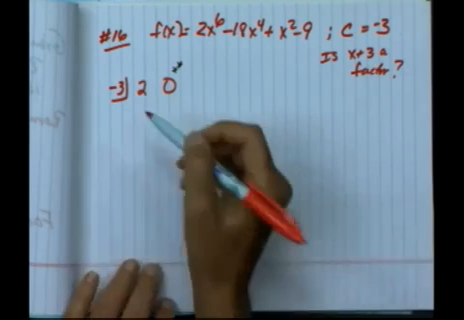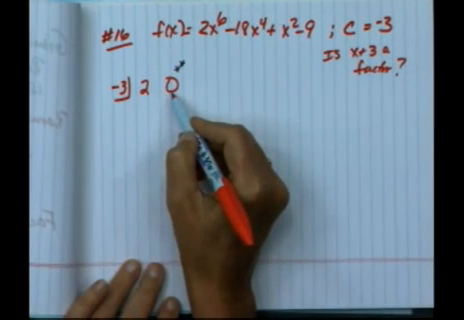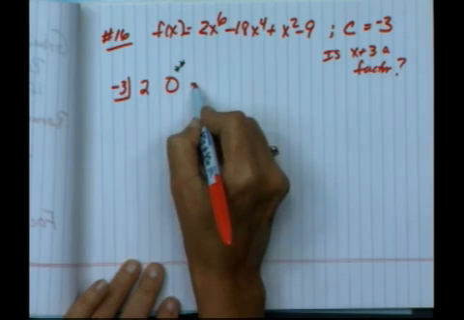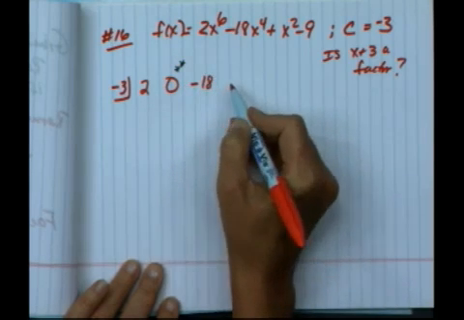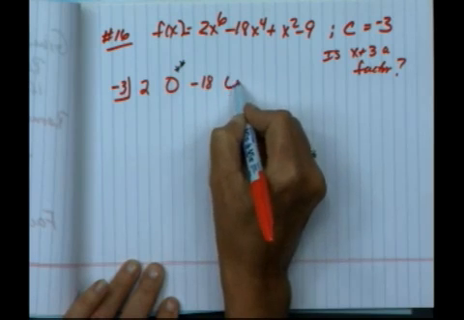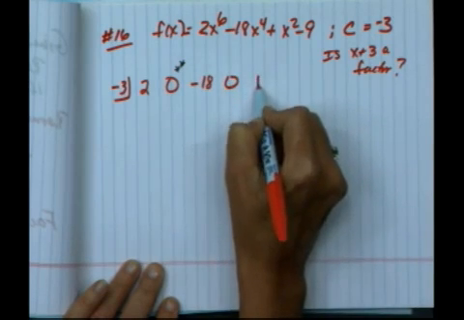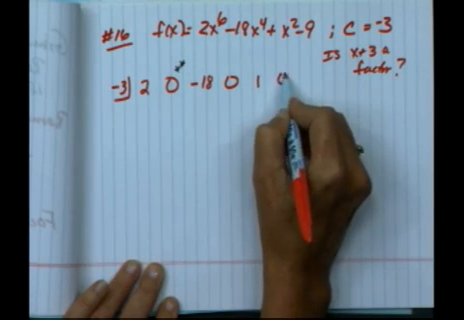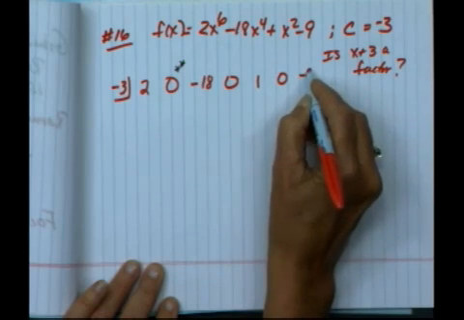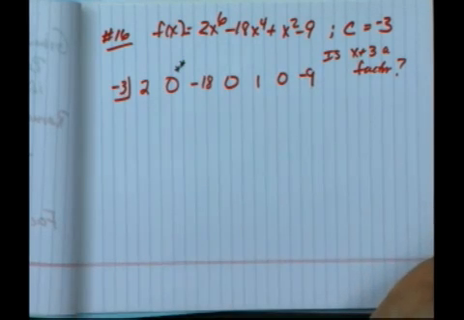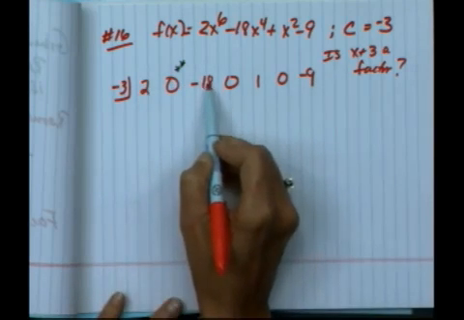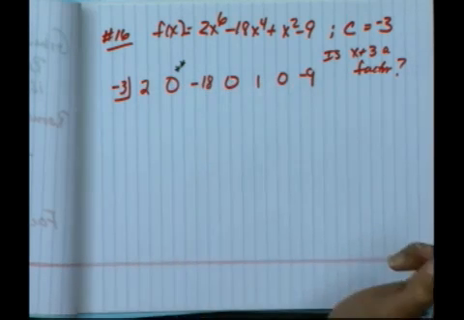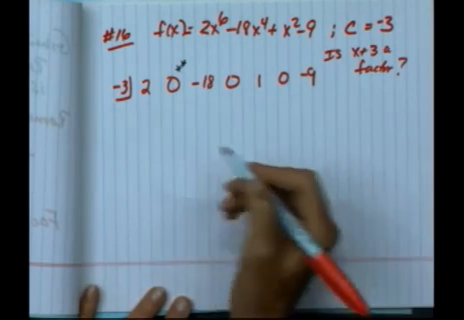So we've got 2x to the 6th, 0x to the 5th, and now negative 18x to the 4th. What's next? 0x cubed, 1x squared, and 0x, minus 9. 6, 5, 4, 3, 2, 1, 0. You've got to have all the coefficients for all the positions.